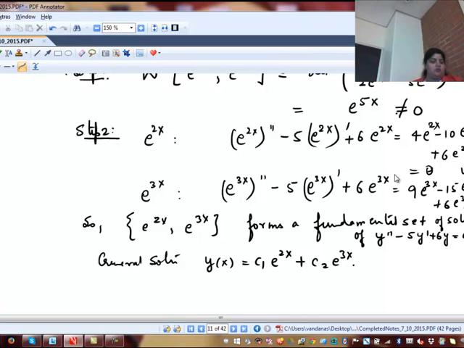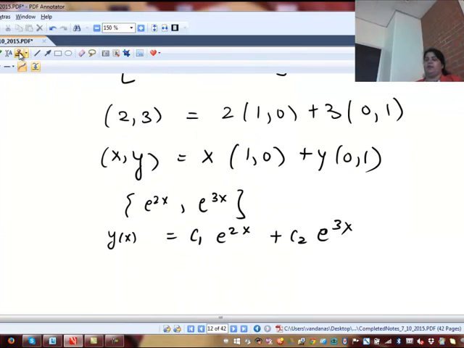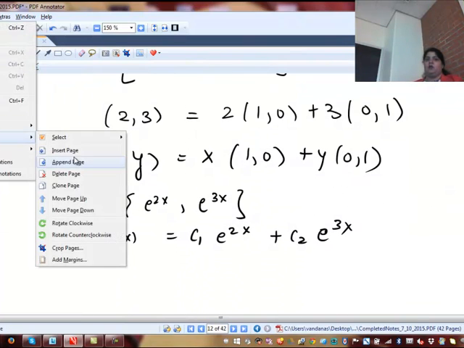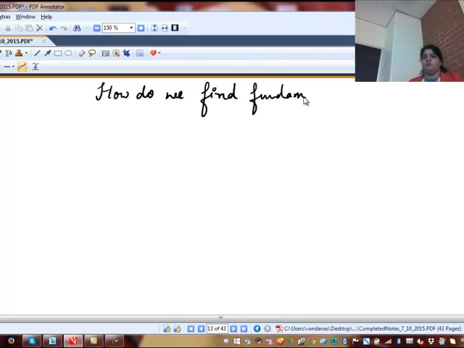Okay, having this, you all got this clear. Now let's try to understand how to find a fundamental set, how to find a basis in a differential equation. Given any differential equation, how will you find a basis or a fundamental set? Once you have that, you have the solution. How do we find a fundamental set?